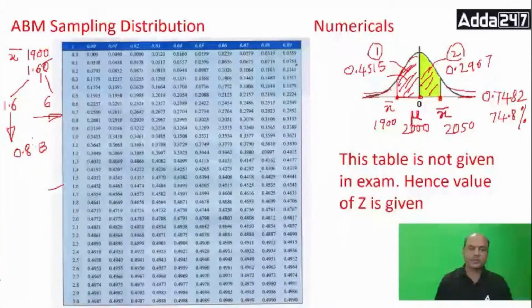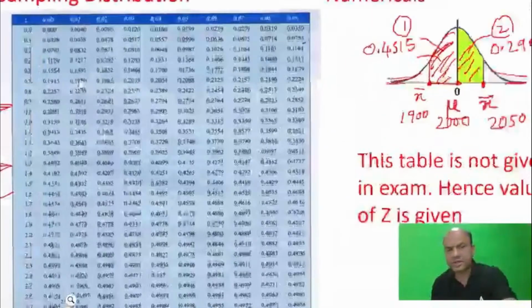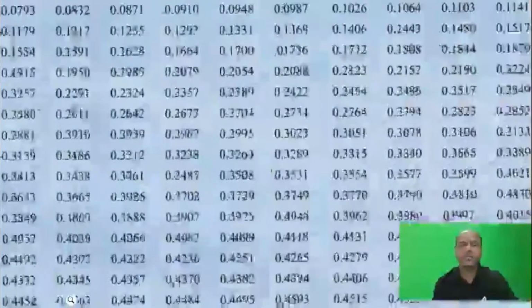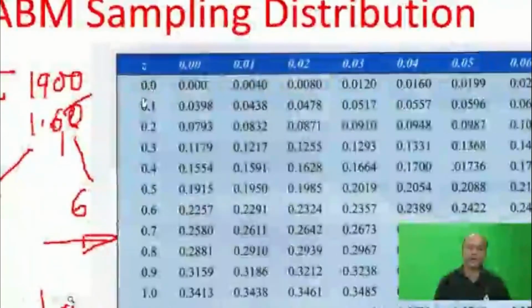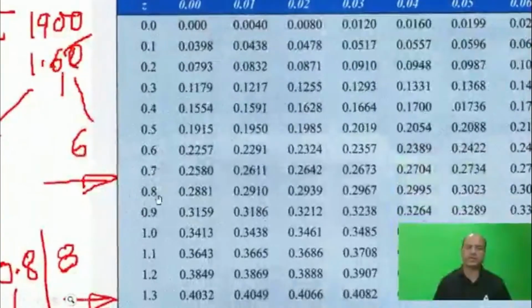One second. We will divide this into two parts. This you will search down. This you will search horizontal. So first search 0.08. Check this. First search 0.08. Look at this. 0.1 to this is 0.08.